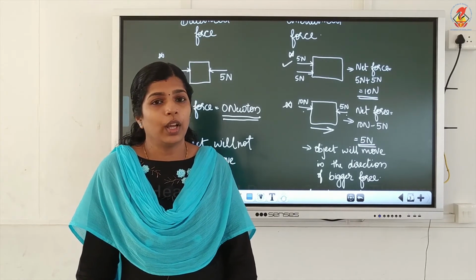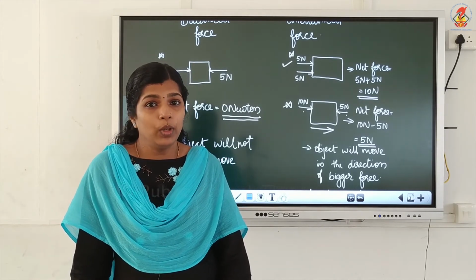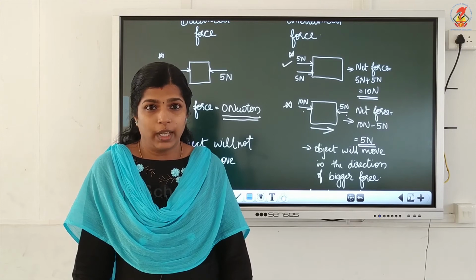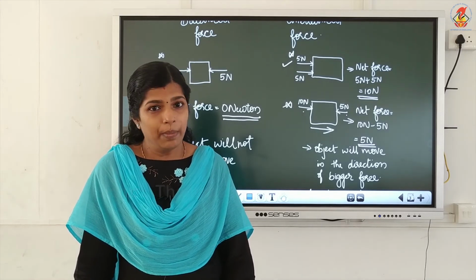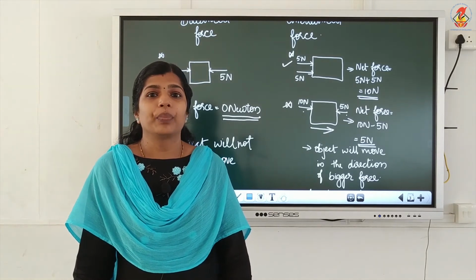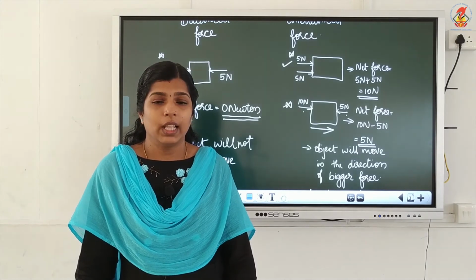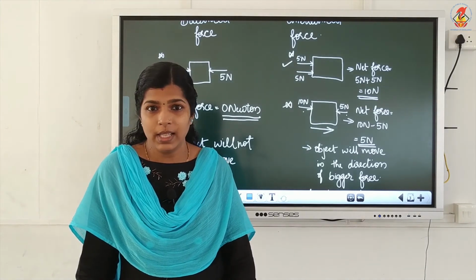In case of a tug of war competition, two teams will pull the rope in the opposite direction with the same magnitude of force, then the rope will not move. Then we will say that the force is a balanced one.